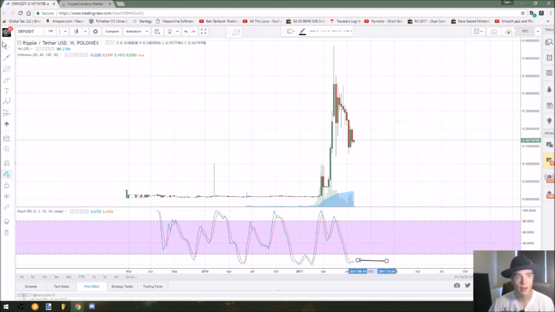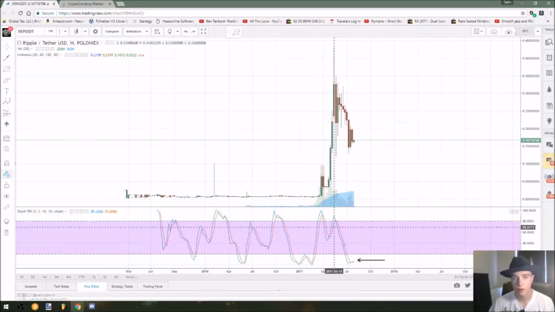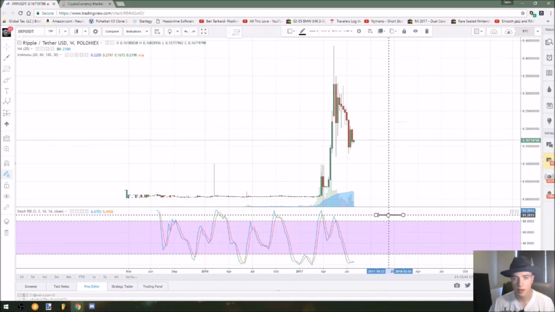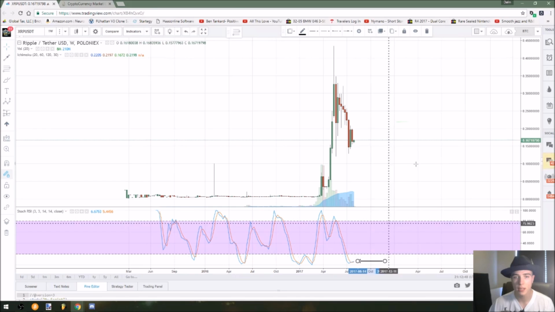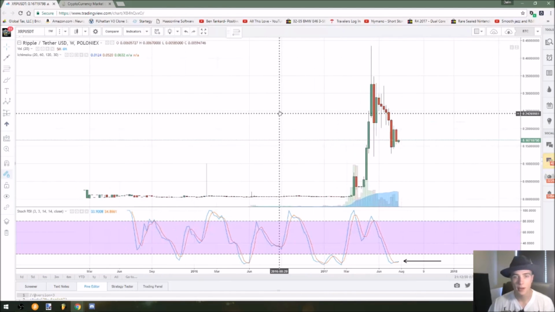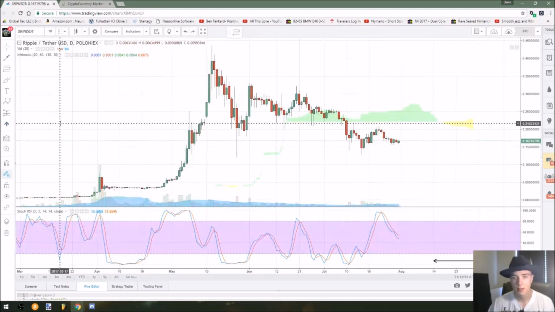As you can see, it's very oversold, meaning that the market is lower than it has been recently. This is a momentum oscillator in a sense. So basically what you're looking for is when it's oversold or overbought, then you'd expect more bearish movement. So on the weekly, with the RSI, we are oversold. Now let's check on the daily.